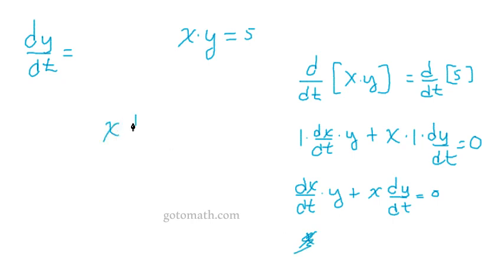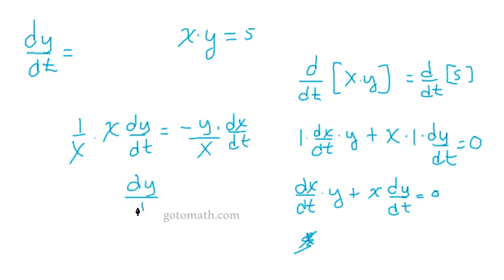So this becomes x dy over dt is equal to negative y times dx over dt, and then multiplying both sides by 1 over x, that cancels out. And so we have dy over dt is equal to negative y over x times dx over dt, and we are done. I guess we could take this negative and bring it out front.